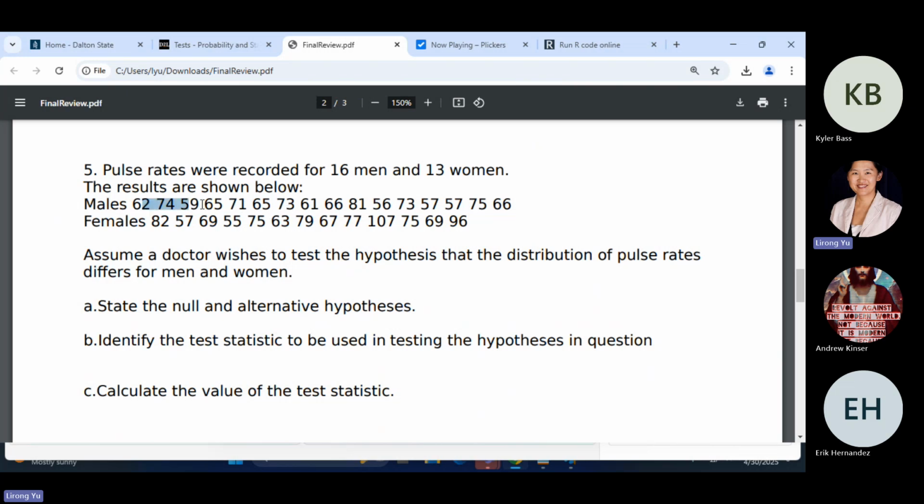We have quantitative data for male and quantitative data for female. One has sample size 16, one has sample size 13, so that's independent. It's definitely not paired. If it's paired, they would have the same sample size. So the null hypothesis will be they have the same mean. The alternative says differ, so it will be a two-tailed test saying they don't have the same mean.